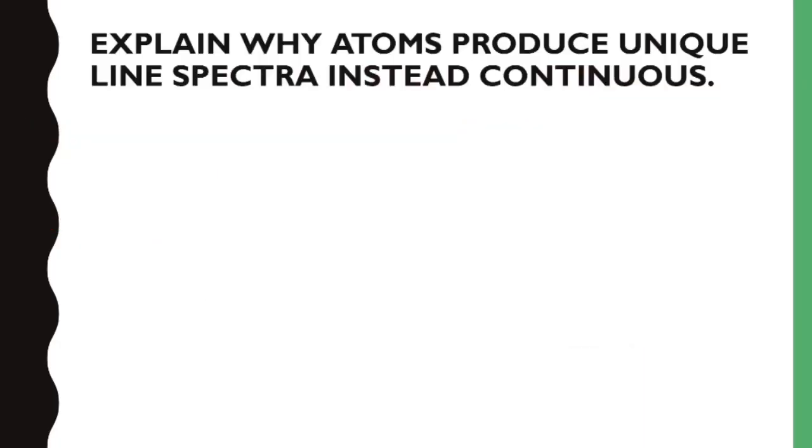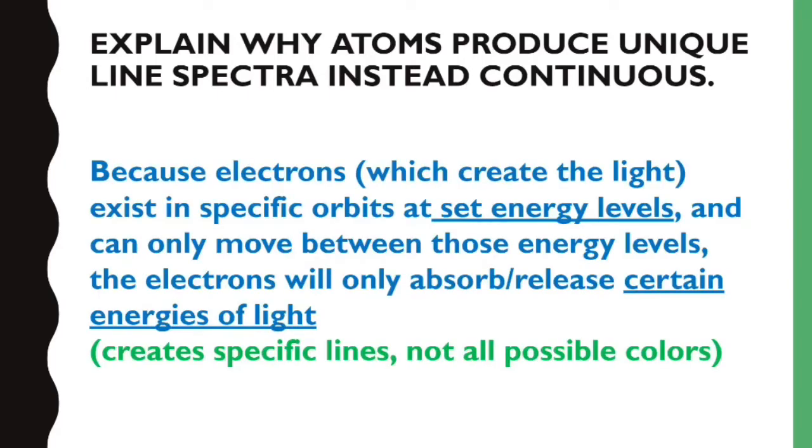And that's the question we're answering at the top of page 19 here. Why do we produce unique line spectra instead of a continuous spectra? Because those electrons have specific orbits at specific energy levels, and they can only move between those specific levels. The electrons can only absorb and release specific energies of light, which means we create specific lines with specific energies, not every possible color and not every possible energy.